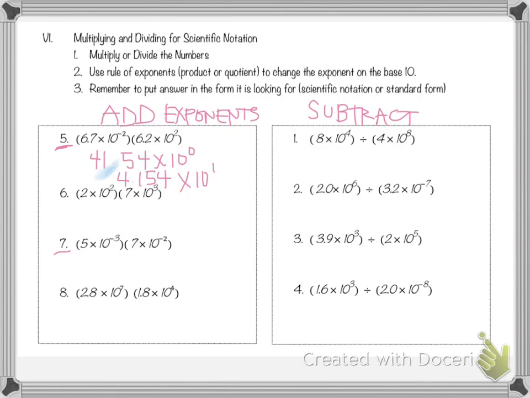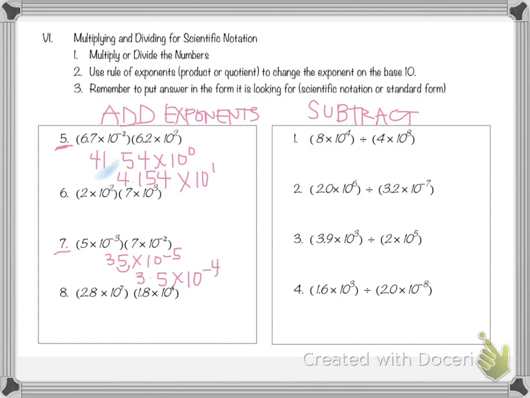Let's look at number 7. So number 7, we'll say 5 times 7. So 5 times 7 is a 35. And this will be times 10 to the negative 3 plus a negative 2, which will be a negative 5 power. Move our decimal over, make it in scientific notation. So we're moving it over, so it's going to be 3.5 times 10, and we're going to add a 1 to that negative 5. So negative 5 plus a 1 is a negative 4.